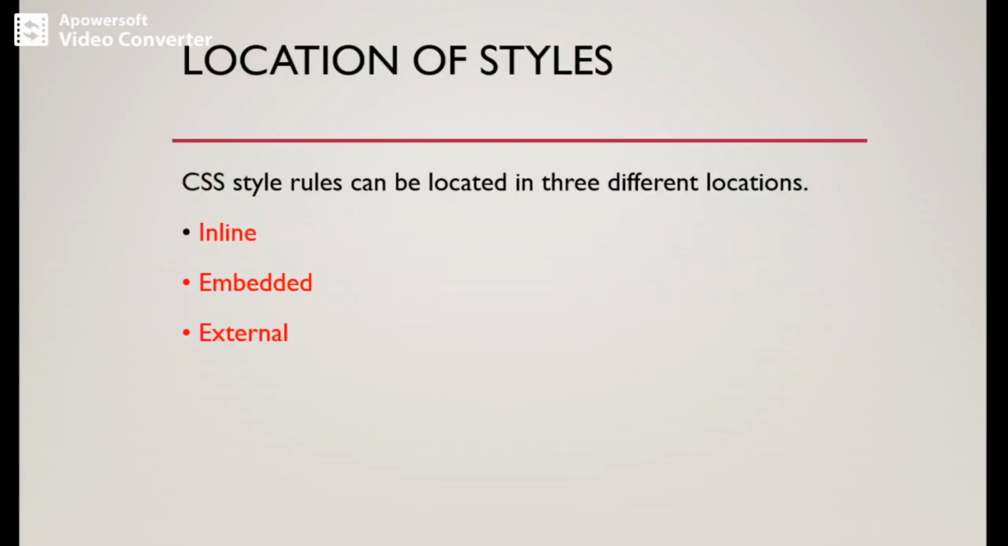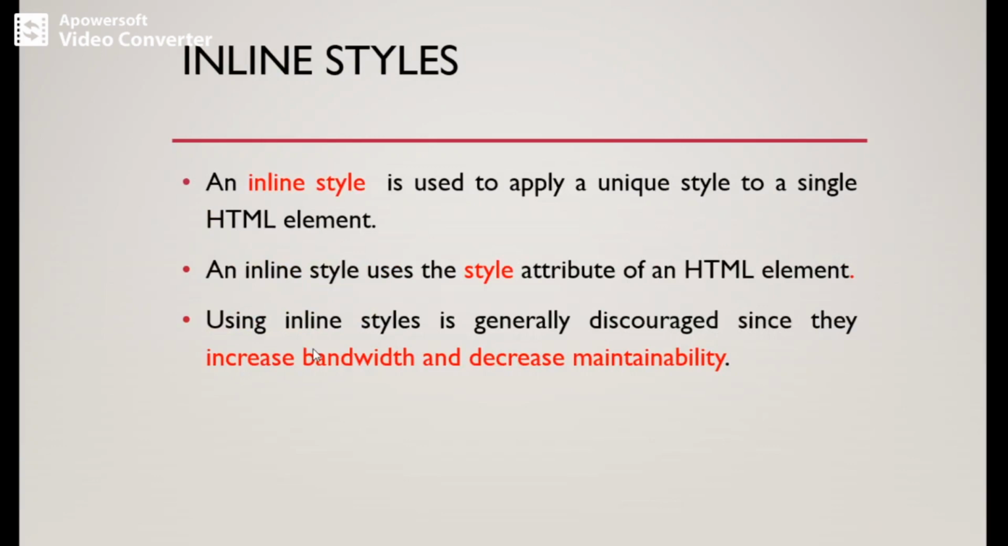Let us discuss the different style locations. CSS style rules can be specified in three different locations. One is the inline, second one is the embedded, third one is the external. Let us see about the inline styles.